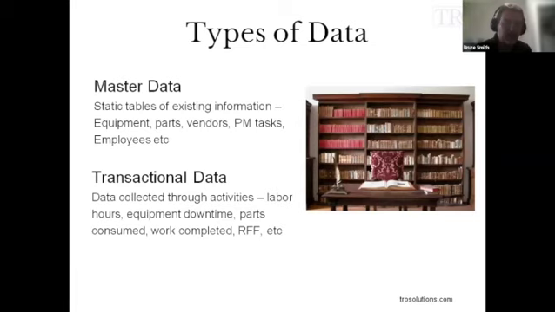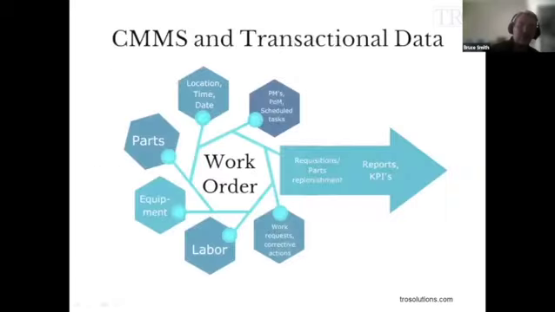So transactional data: the things that are happening, your labor hours, your equipment downtime, your reasons for failure, all of the things that you're tracking and reporting on, that will help you generate the reports. And all of this is captured on a work order. And the work order is really the guts of CMMS, because it's where everything happens. The work order is equipment, the location, the time, the date, the people, everything goes on to here.